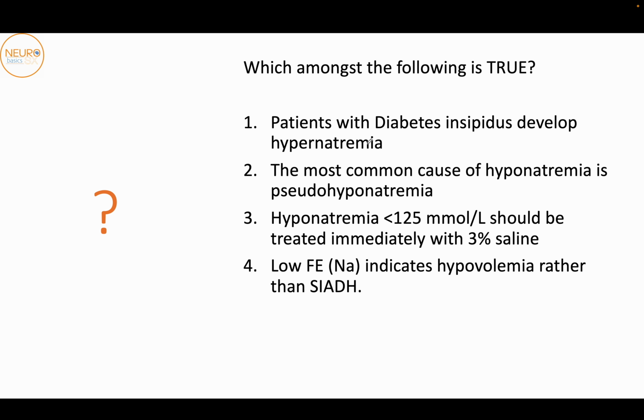Okay, so patients with diabetes insipidus will never develop hypernatremia unless somehow their ability to retain or to drink free water is impaired. So not all patients with diabetes insipidus have hypernatremia. They're just going to drink free water and maintain those sodium levels.